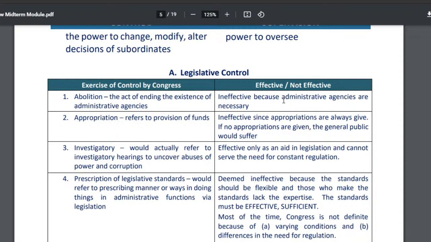Third exercise of control by Congress is investigatory. What do we mean by this? This would actually refer to investigatory hearings to uncover abuses of power and corruption. So you can see Senate hearings, for example, where they look into whether there was an abuse of power in a certain case, etc. Have you heard of the Anti-Hazing Act? Before there was this 1994 or 1995 Anti-Hazing Act, and then later on, because there were other hazing incidents where people died, the Senate held hearings.